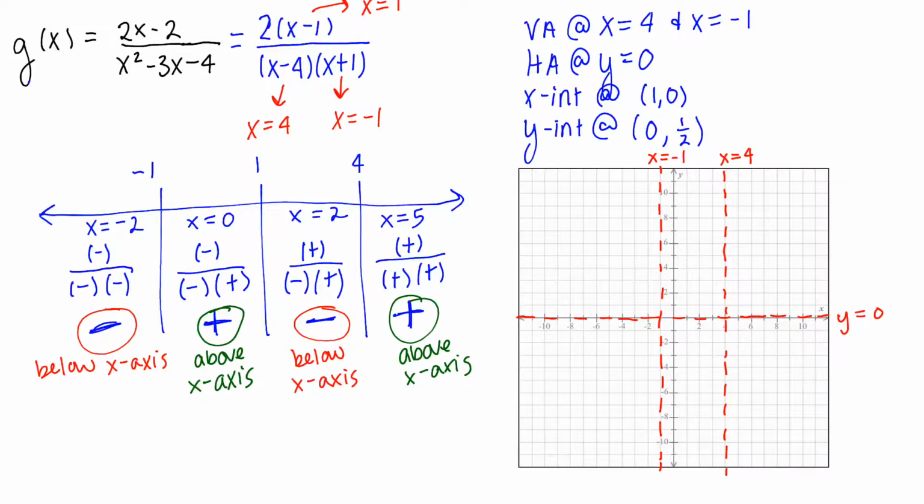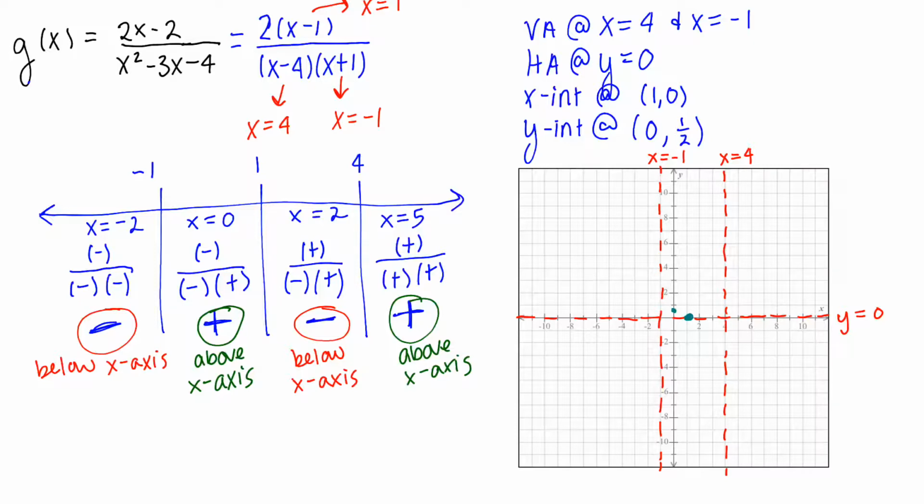And then I'm going to label our points here. So we have the point (1, 0), that's right here. And then (0, 1/2), which is right here. And then we have this information.